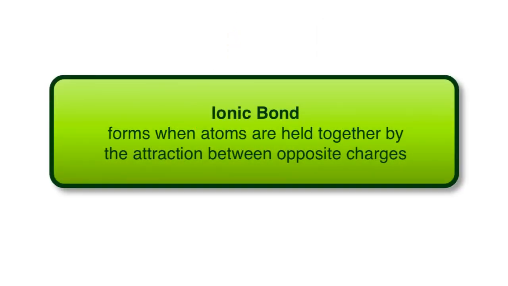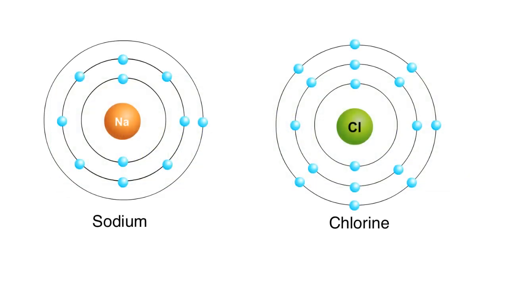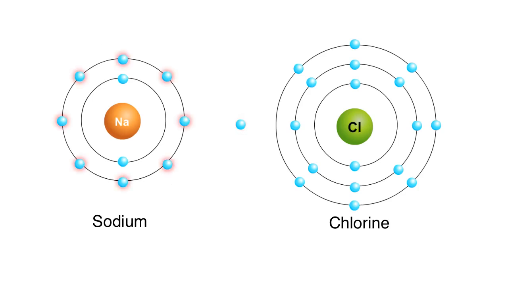An ionic bond forms when 2 atoms are held together by the attraction between opposite charges. The reaction between sodium and chlorine atoms is an example of how an ionic bond is formed. Since sodium has only 1 electron in its third shell, it has a tendency to give up that electron. Once it does, the remaining outer shell contains 8 electrons.